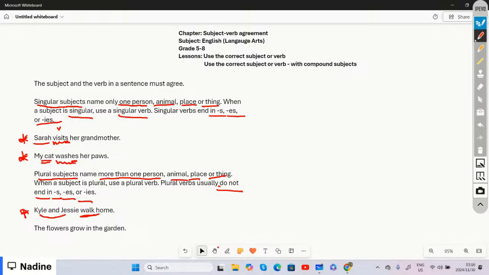The next one says, the flowers. See, we're referring to more than one flower. Grow. No s, no es, no ies. So the flowers grow in the garden.